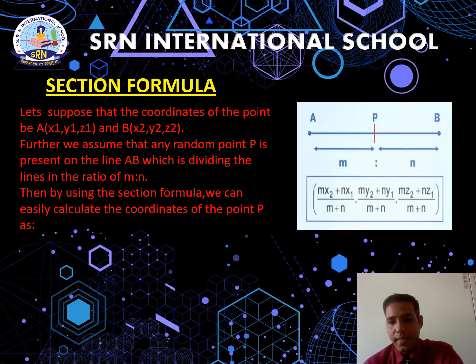To understand, let's suppose that P is a random point which is situated on the line joining the 2 points A and B, which is dividing the line segment AB in the ratio of m:n.